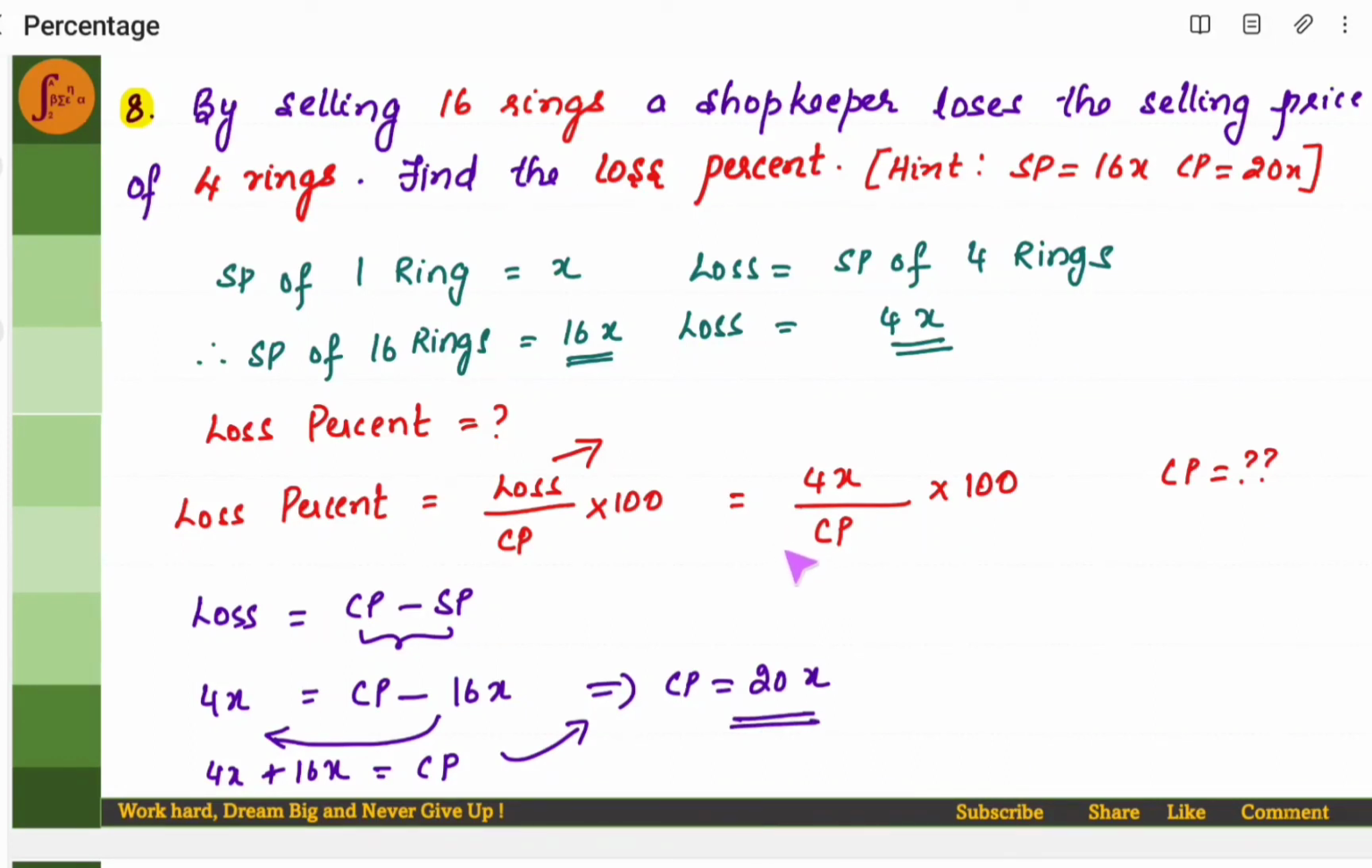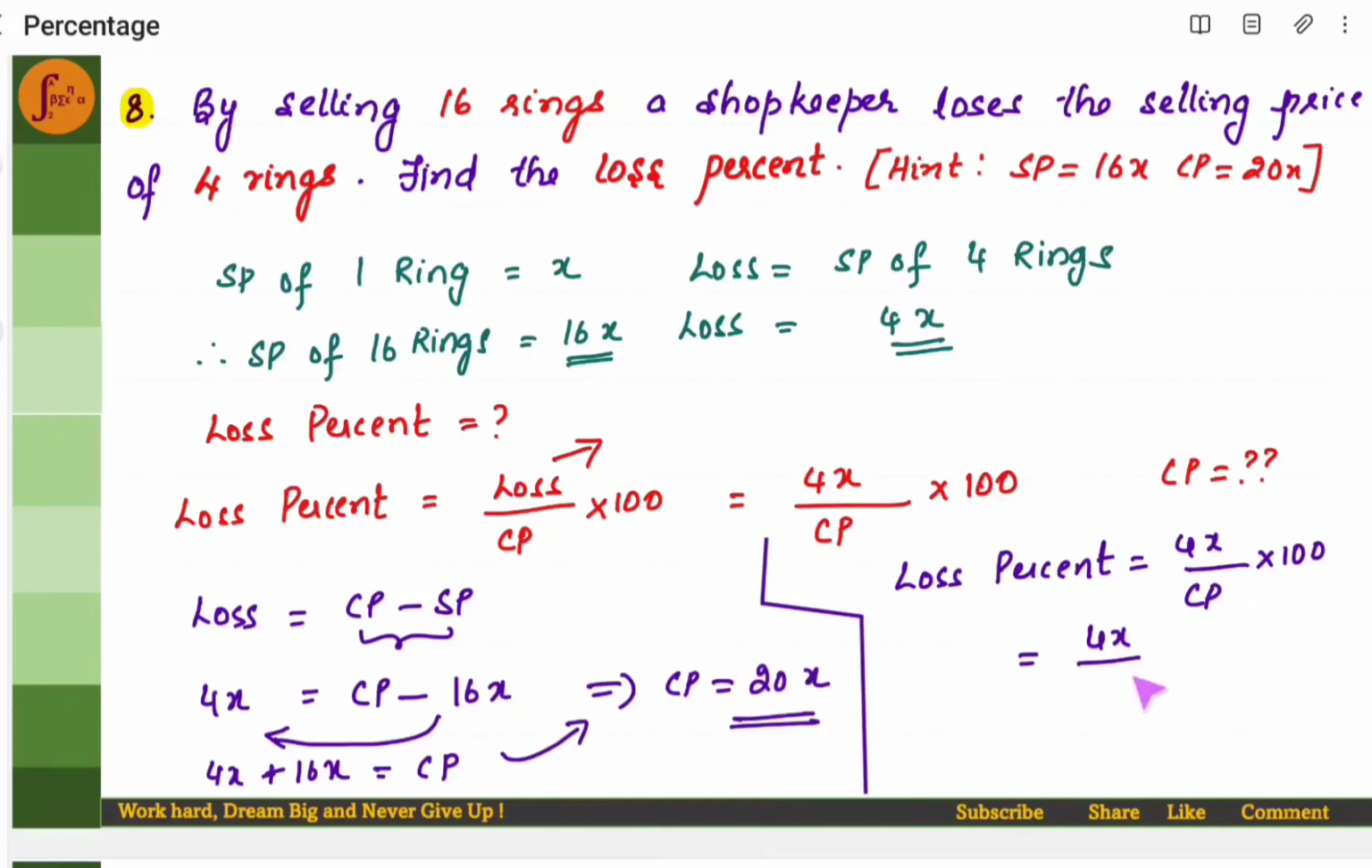Now we'll come back to this particular formula. We said loss percent is equal to 4x by CP into 100. 4x by CP, that is cost price, is 20x into 100. x and x will get cancelled. 4 ones are 4, 4 fives are 20. So we'll get 20, and we should not forget to put the percent symbol. 20%. Therefore, loss percent is equal to 20%.